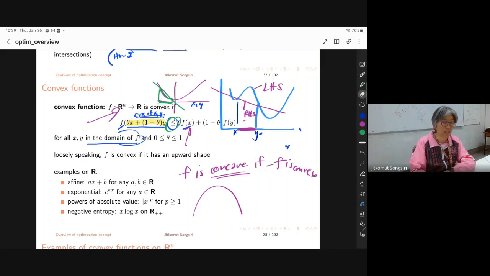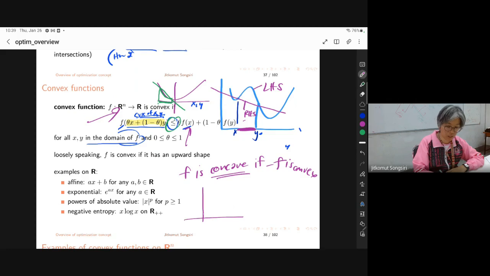In application, for example, the likelihood function, when you do the estimation, typically has a concave property. When you have a function that is concave, it makes sense to do what? To maximize.